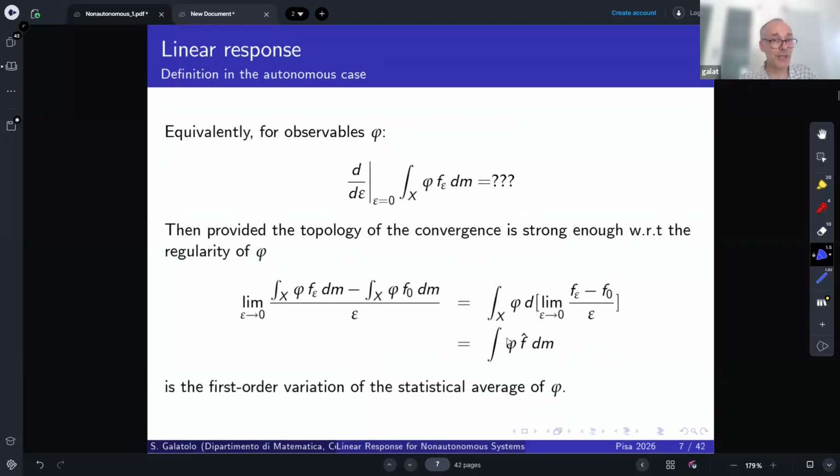What does this have to do with observables? This is very simple. Suppose now we are particularly interested in some observable and we want to have an idea of the first order change of the average of the observable. So we want the derivative with respect to epsilon of this integral. We have the convergence that we defined before, the convergence of the linear response. You can have the convergence also for this. Why? Because, of course, you start writing the incremental ratio for the average, but everything here is linear. If the observable is smooth enough with respect to the topology in which this is converging, then this limit will be equal to this limit. Again, if phi is smooth enough, you need something here, okay?